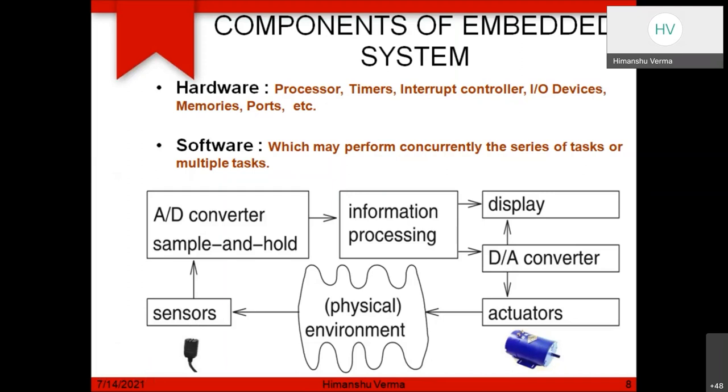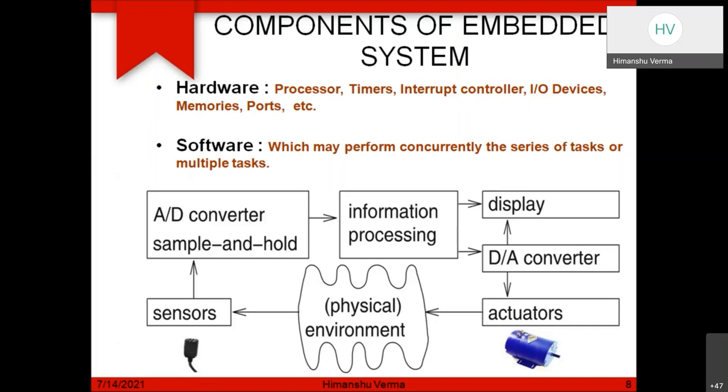Here you can see, if we consider a general embedded device, it has sensors that sense the physical environment and send the data to an analog to digital converter. A sensor measures the physical quantity and converts it into electrical signals which can be read by an analog to digital converter, or by any electronic instrument. The analog to digital converter converts that analog signal into a digital signal and sends it to the processor for processing. Here we have multiple choices, like a microcontroller or maybe a microprocessor. That processor acts on the input provided by the analog to digital converter, processes the data, and provides the output.